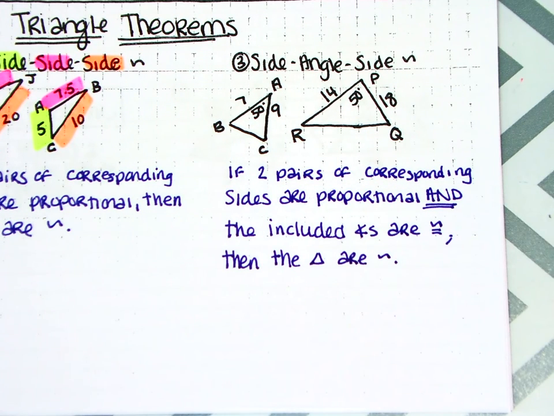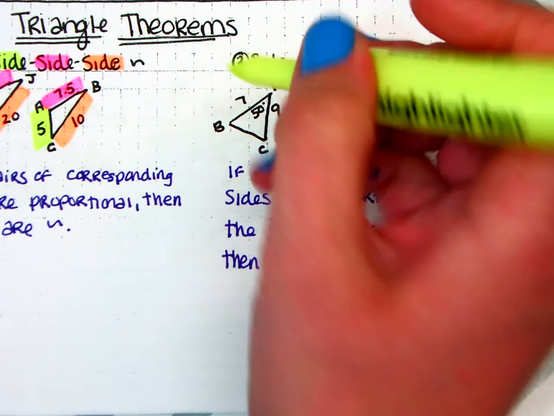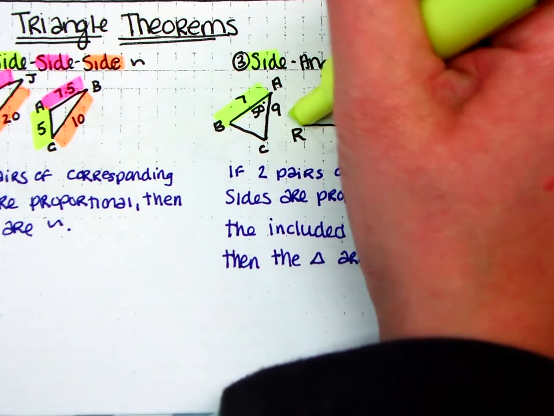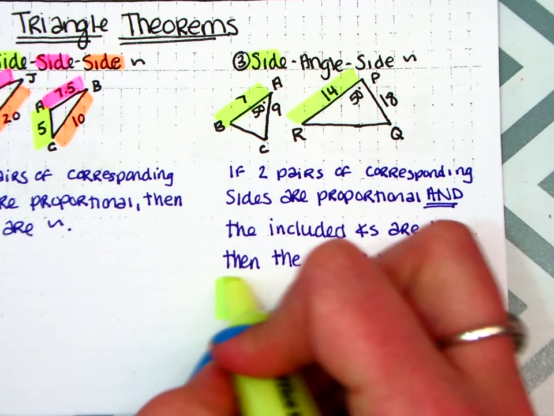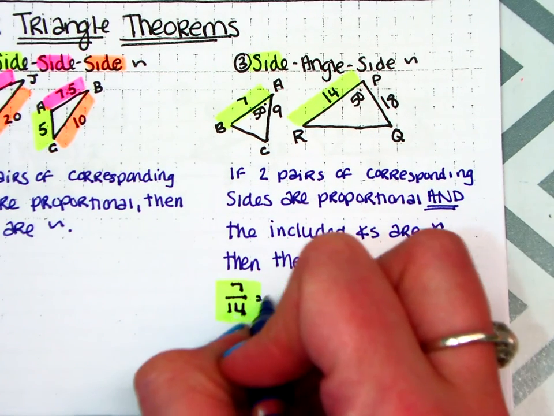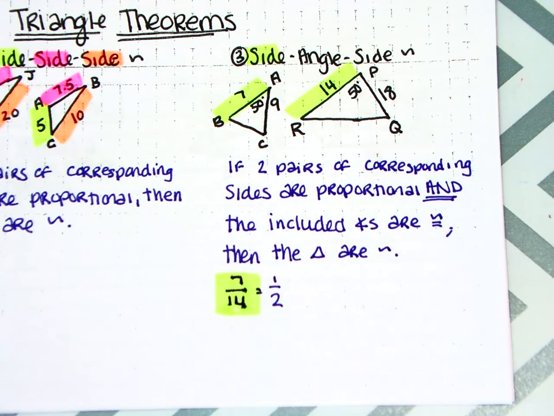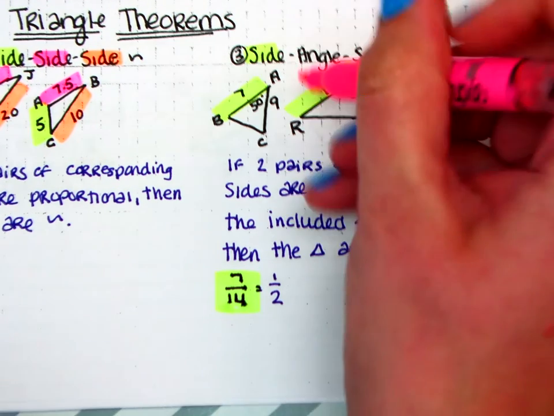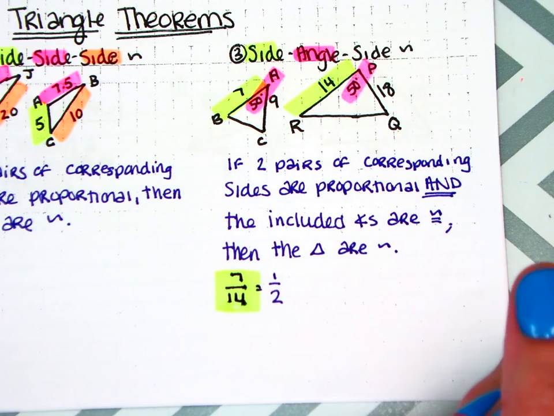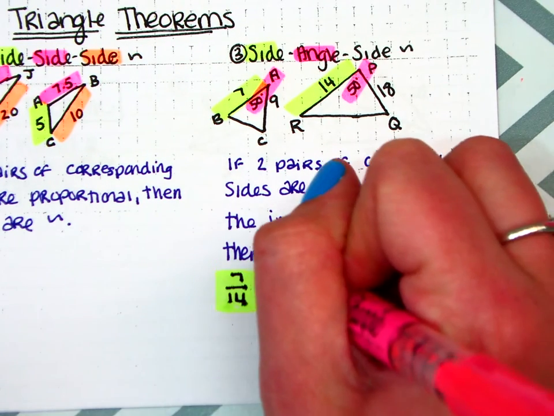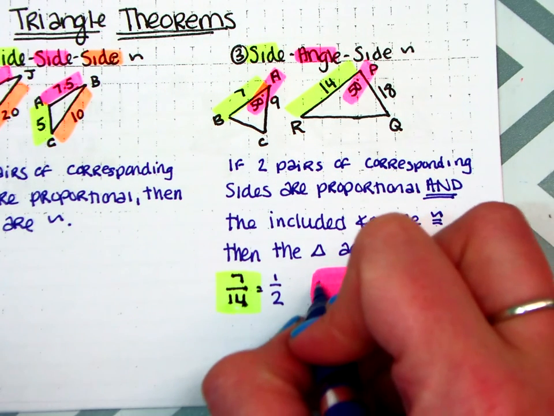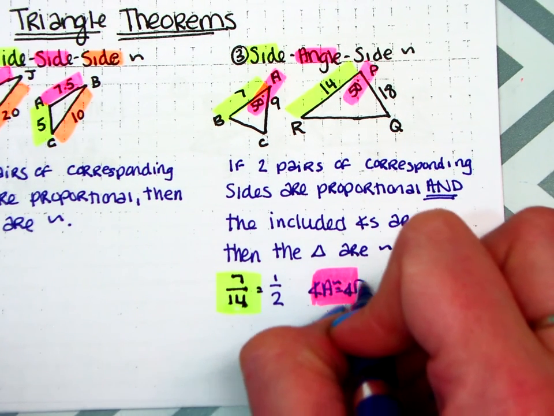So, to do this one, I'm going to start with the side first. So I'm going to start with 7, which is the smaller of the 2, so that should correspond to 14, which is the smaller of the 2 on the second triangle. So I'm going to do 7 over 14, and that will reduce to 1/2. Next, I'm going to look for my angle, my included angle. So in my picture, A and P correspond together. Well, A and P are congruent, so I'm going to put that here. So angle A is congruent to angle P.